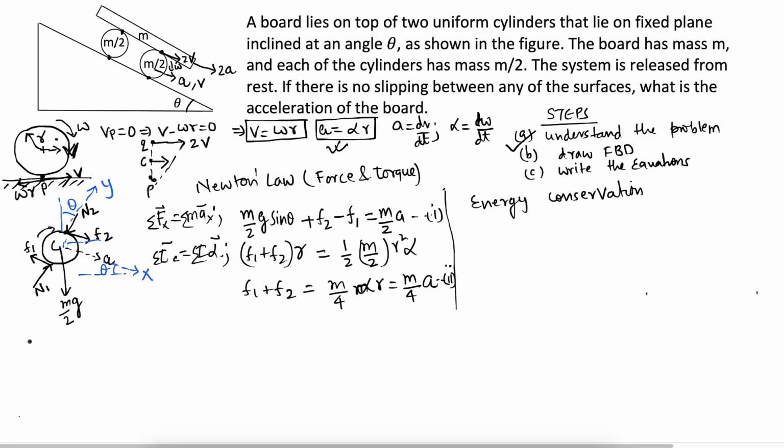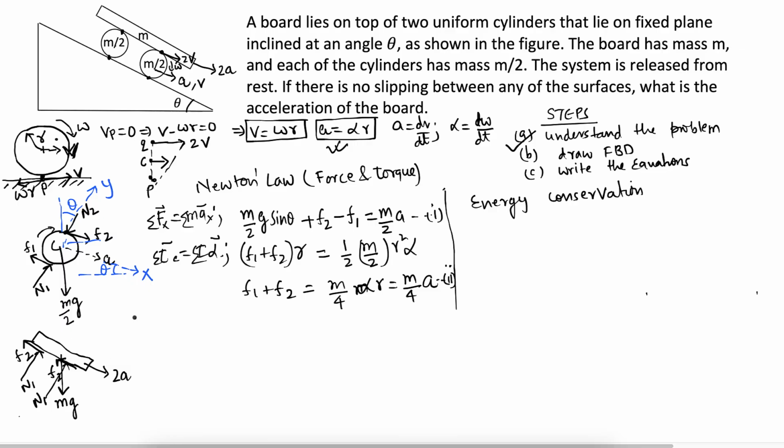Let's draw the free body diagram for the board also. Let's say this is our board and the weight is acting downwards and this is moving with 2A. We just discovered that. And there is a force F2 here from cylinder 1 and then another F2 from cylinder 2. Similarly, N1 will be 2 times.